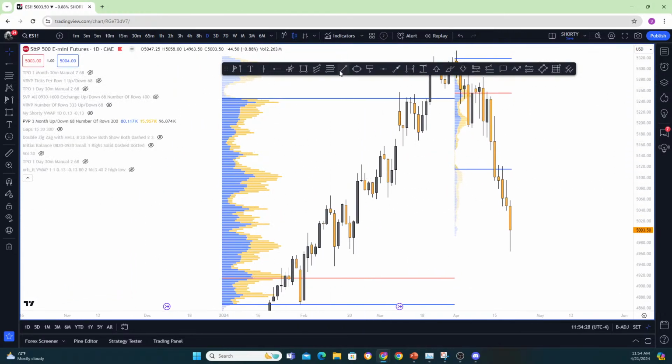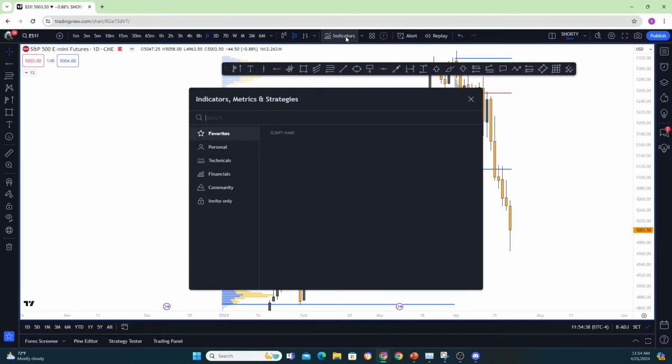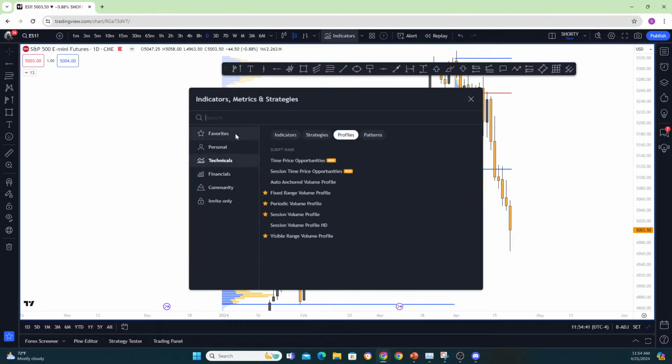Is there anyone that doesn't know how to find these indicators? Let's just assume that nobody knew how. If you go under indicators and you go under technicals, and then you'll have a sub menu here, and you want to go to the profile section.